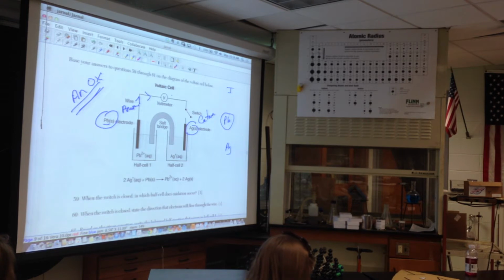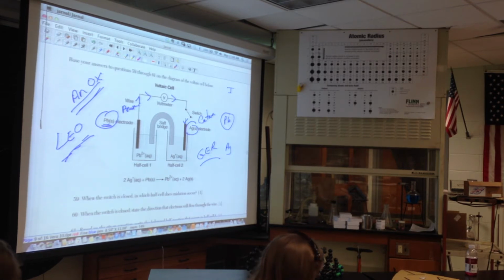Always from the one who gives off electrons to the one who accepts. Why? Because LEO, losing electrons is oxidation. So this one loses, and gaining electrons is reduction. So you have to go from the loser to the gainer. Only way. Okay, let's go to the question.